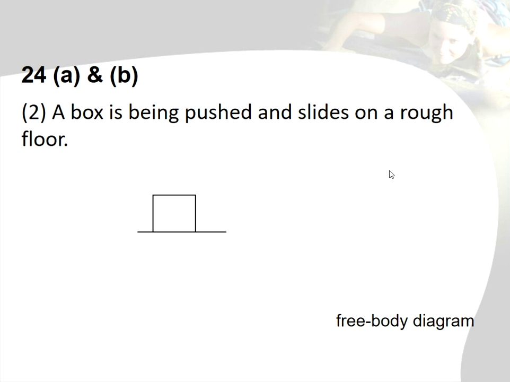Next. A box is being pushed and slides on a rough floor. So in this diagram, I am pushing from the right to the left. So you see the arrow starts from the right side. The arrow can pass through the box, no problem. It just tells me where I am pushing from. Understand what I'm saying? Where is friction? Because they say rough floor, right? There's friction, isn't it? Yes.